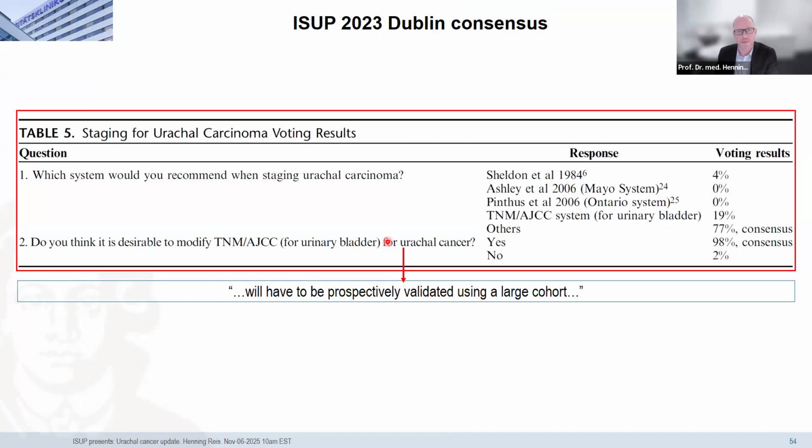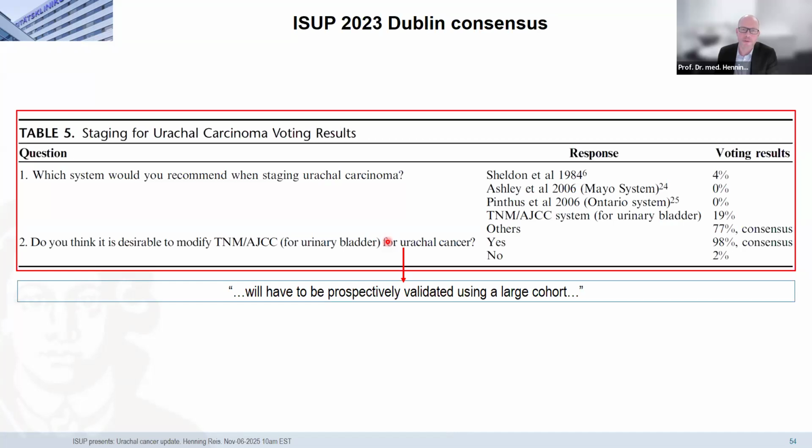In the aftermath of this consensus conference, we talked about setting up an ISUP registry for urachal cancer. I have not included the slides here because it's not really up and running at the moment. We thought we would be faster. But unfortunately, this is not that easy, especially here in Europe with so many countries and different regulatory systems in the different countries.